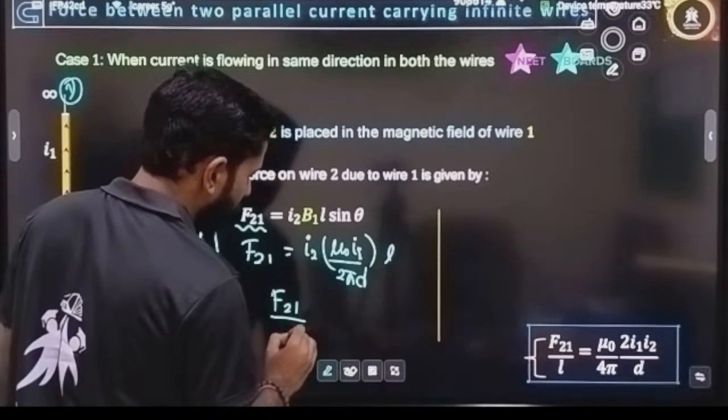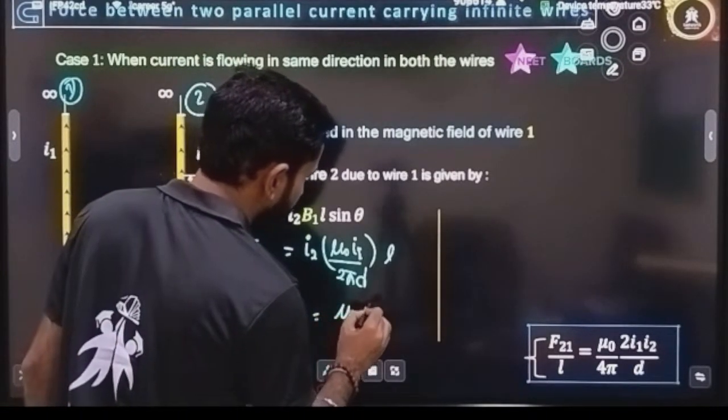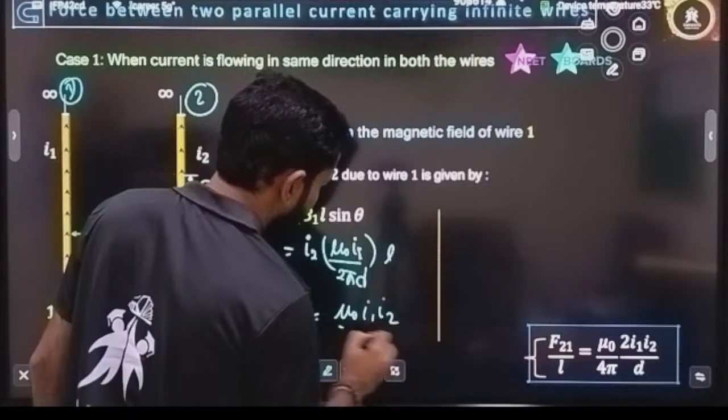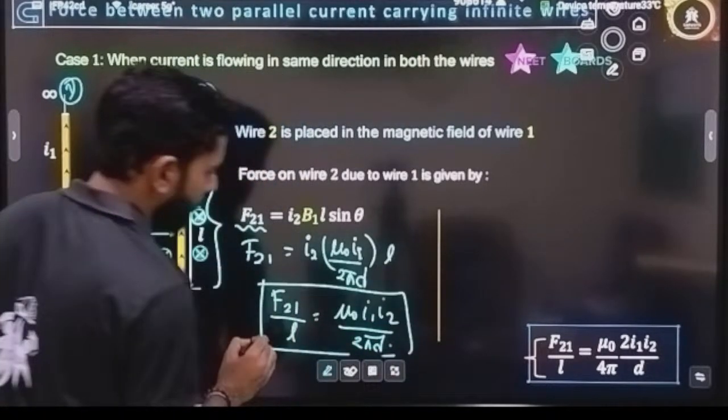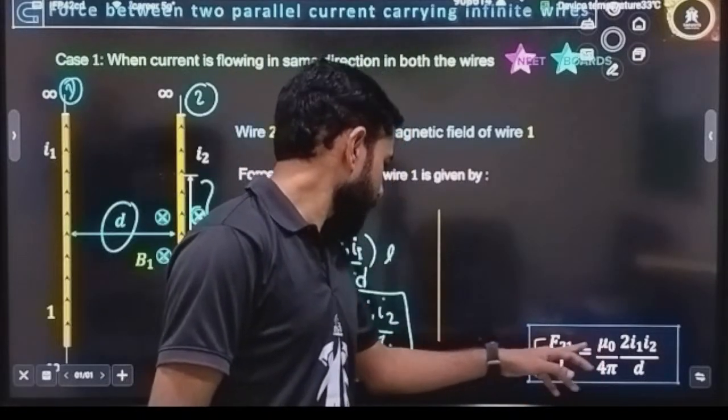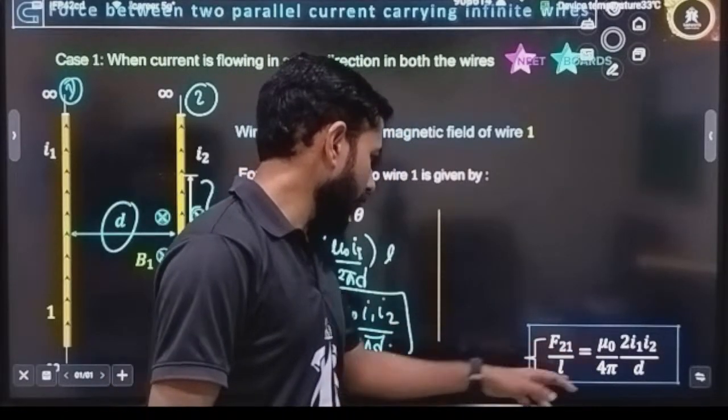So force on 2 due to 1, divided by L, is equal to mu naught I1 I2 divided by 2 pi D. This is the result that you will be getting. I have told you force per unit length will be mu naught I1 I2 divided by 2 pi D.